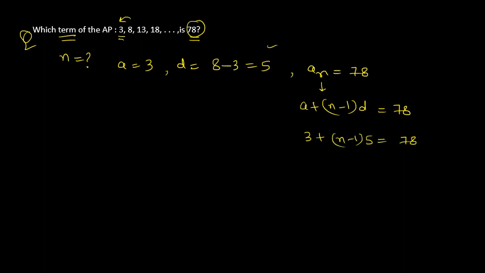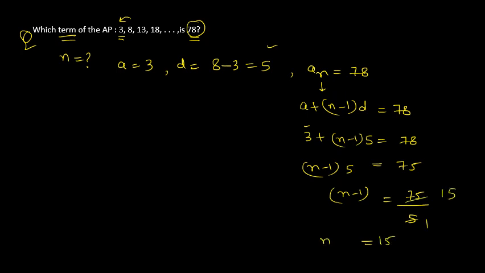78. So if you take this 3 onto the right hand side, 78 minus 3 is 75, n minus 1 into 5. Then separate this 5 too. So this 5 will go in divisor form. So 5 is a 5, 5 is a 5, 5 5 is a 25, n minus 1 is 15. So n is what? 15 plus 1, that means 16. So what you can say, that 16th term of this series will be 78. I hope you are getting it, right?